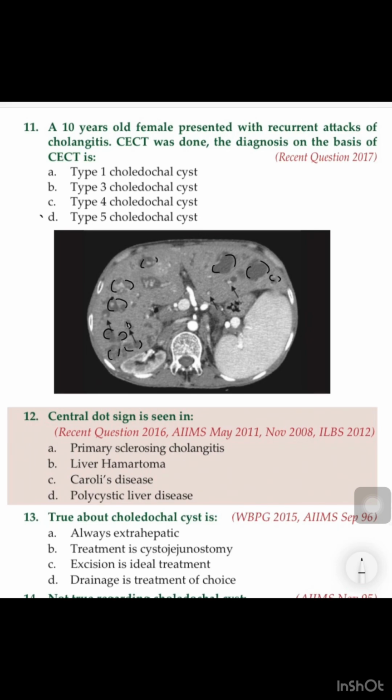So this is type 5 choledochal cyst, also known as Caroli's disease. Central dot sign is seen in Caroli's disease. Here you can see that the duct is dilated with the stone, that is a central dot sign.